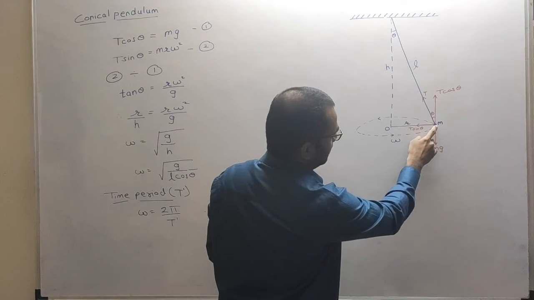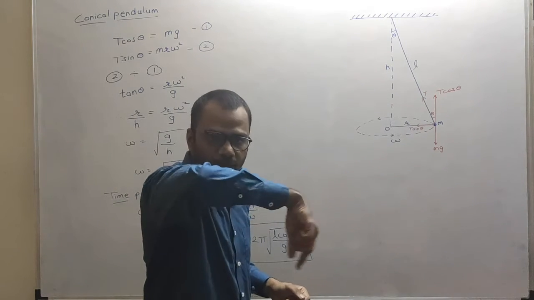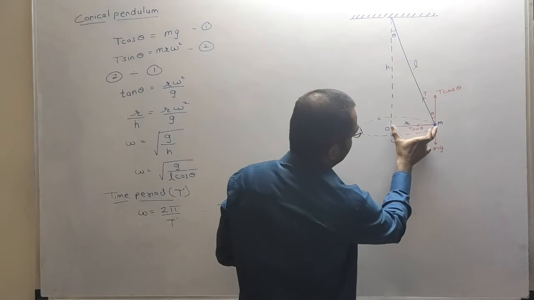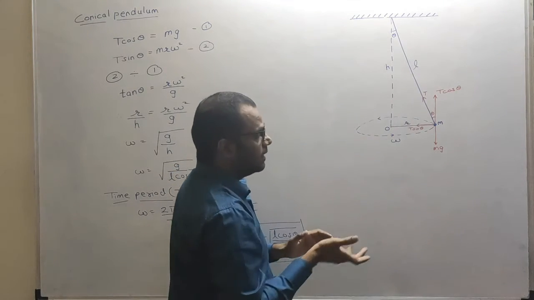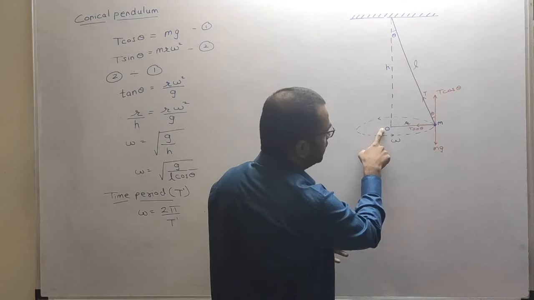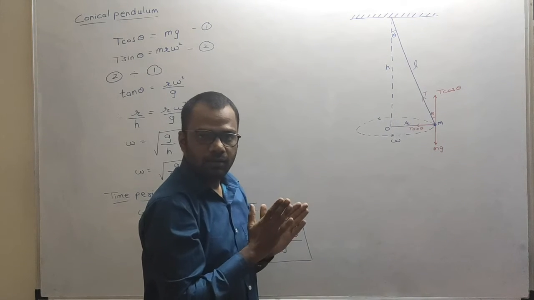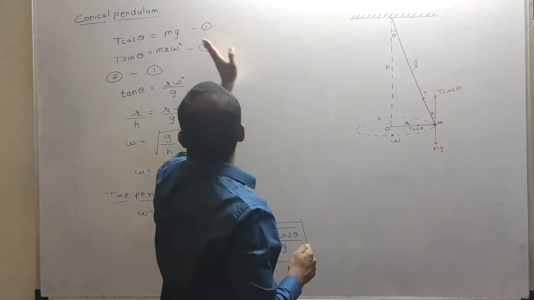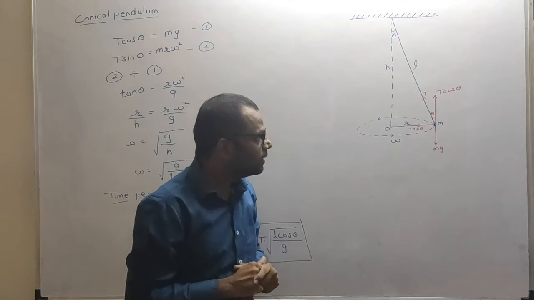And this bob will perform a circular motion, as we have seen, in the horizontal plane. The radius of that circular motion is r. The center of that circular motion is O. Okay? So you draw this diagram and write down the heading conical pendulum.